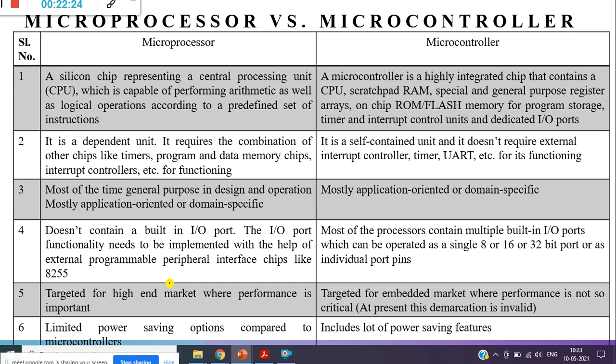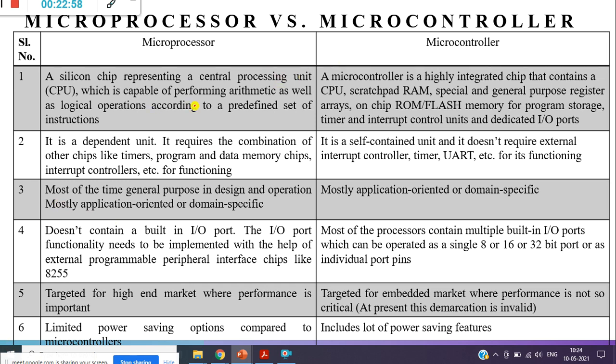Once again, a microcontroller is nothing but a microprocessor plus the peripheral devices. This is the thumb rule that we must understand at any time: a microcontroller must contain a processor. Without a CPU, one cannot call it a controller. The microcontroller must contain the CPU plus some peripherals. We'll see the differences one by one here.